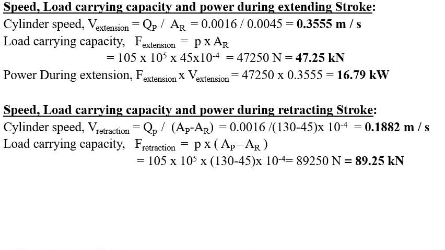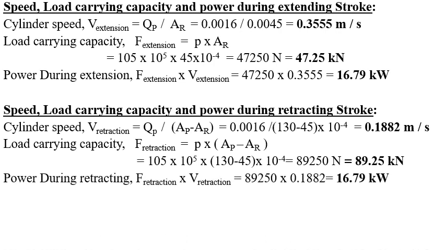Load carrying capacity during retraction, that is force retraction equal to pressure into annulus area. Substitute the values, 105 into 10 to the power of 5 into 130 minus 45 into 10 to the power of minus 4. Simplify this, we will get 89,250 Newton or 89.25 kilonewton. Load carrying capacity during retraction, that is 89.25 kilonewton.